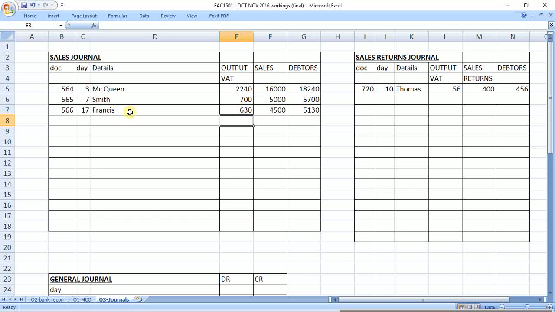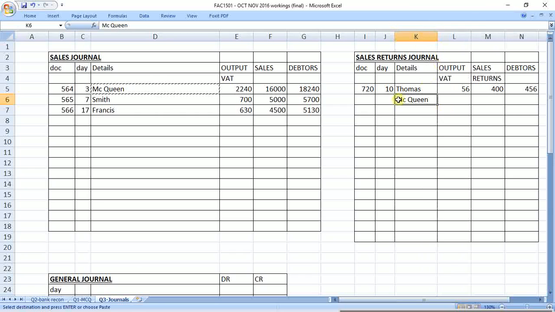On the 18th, Mr. O. McQueen, a debtor, returned goods to the value of. So sales returns. Good. You hear that one? Yes. 721. See, the source document actually helps you as well. 18. Amount? 1,710. Okay. So this times 100 divided by 114.